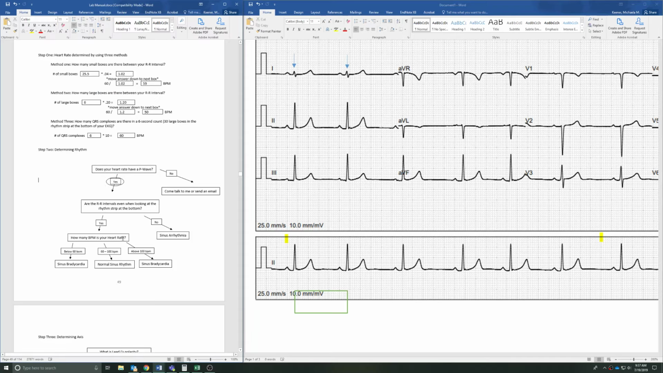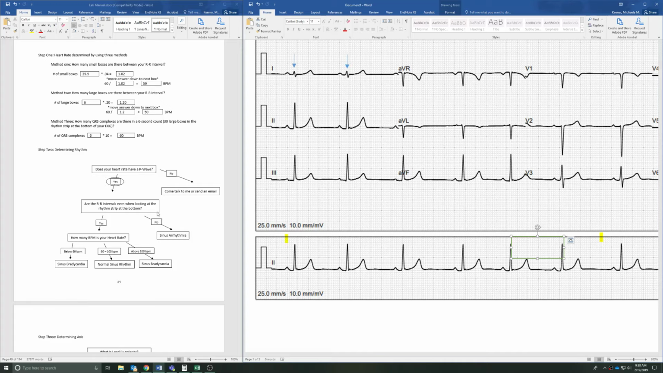Okay, so the next question is, are the R to R intervals even? So R is the big spike. Are they even looking at the rhythm strip on the bottom? I've already inserted this box to kind of show you what I mean. If I look at this R to R and then move it over, we see that they're not the same. And then if I move it over again, we see that's even a bigger difference. But then when I come over, all of a sudden it's smaller. So for this specific 6 second count, it's not.